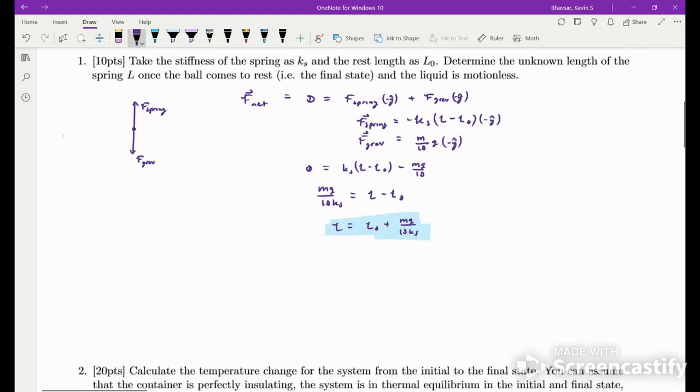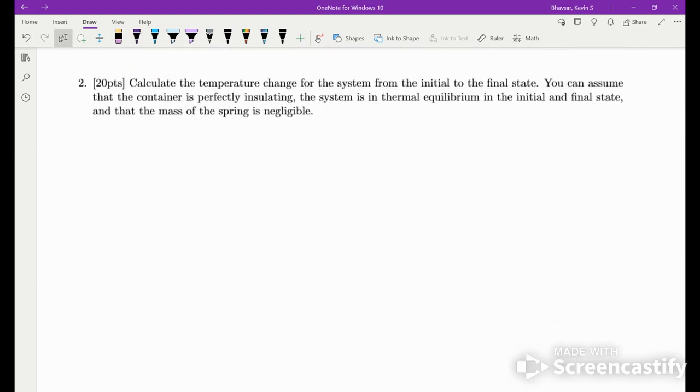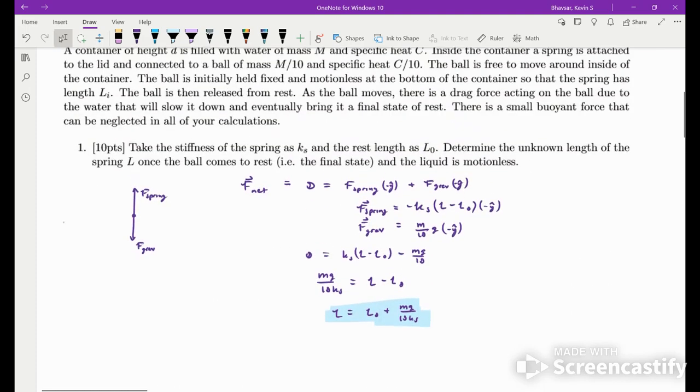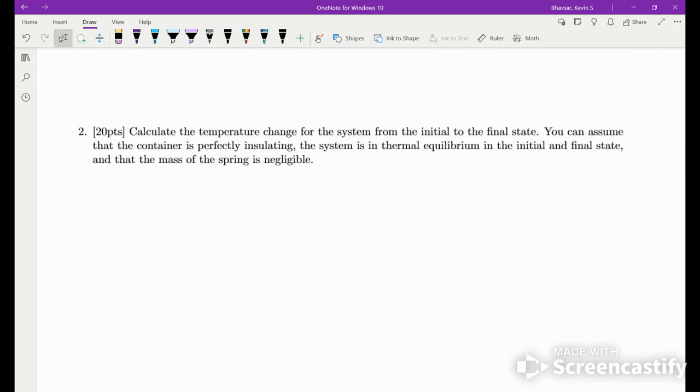Cool. Moving on. We want to find the temperature change for the system in between the two states using the transfers of energy in between. So the system in this case will be the ball, the water, the spring, and the earth. And the surroundings will just be, say, the container.